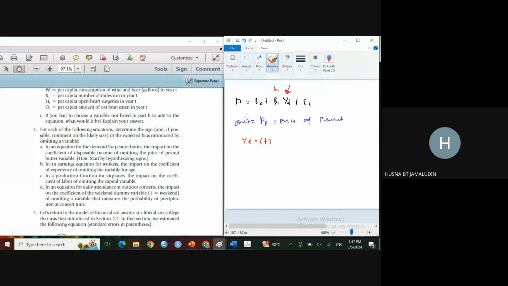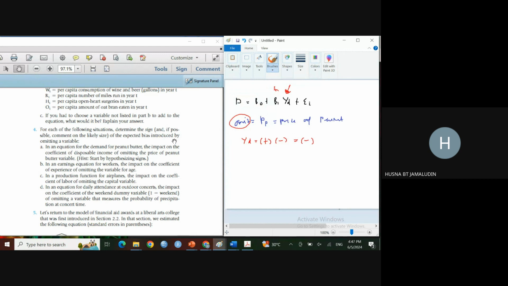How about the sign for your omitted variable, the price? What is the sign for the price? Positive, negative? Negative. So the higher the price, the lower the demand. So now you have positive and negative. So most likely your bias will be negative. This is how you look at it.